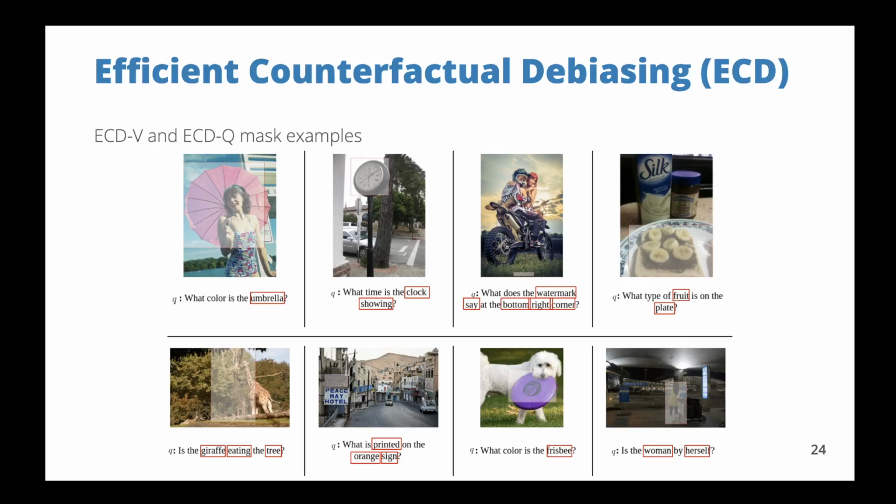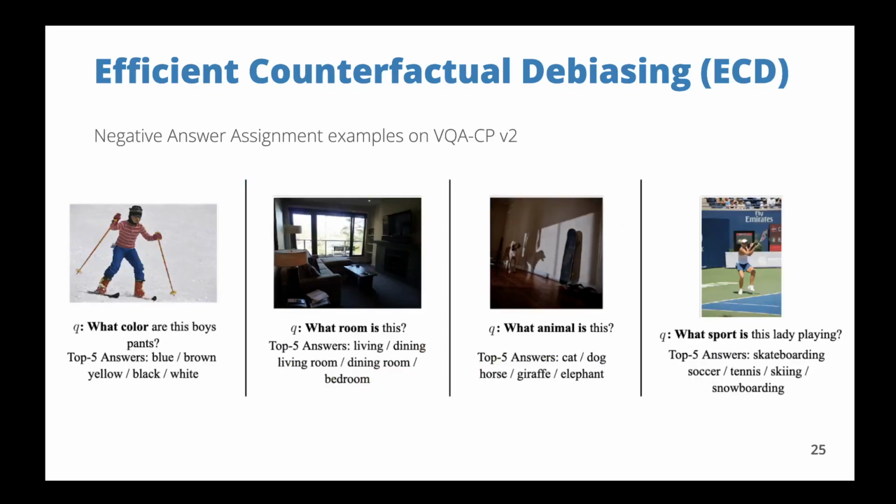Here we show some examples of ECDV and ECDKey. The red bounding boxes for both image and question demonstrate the critical visual and textual information respectively, and they will be masked in training. Here we show some examples of the negative answer assignment for VQA v2. The top 5 answers are the ones that most reliably and frequently appear throughout the dataset with these question types. Thus, they will not be considered as answers.